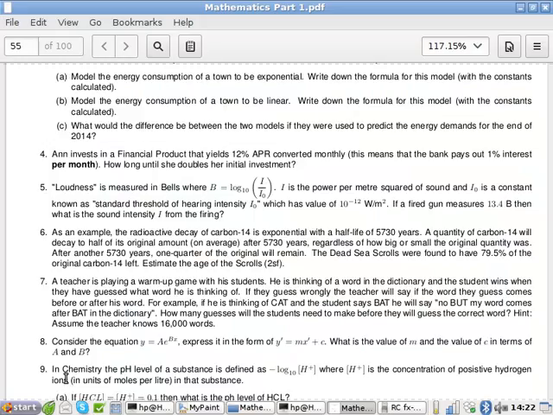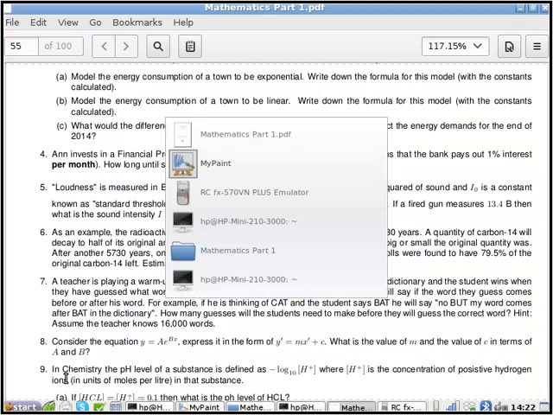I'm just trying to think if wrongly is a word, I think it is. If they guess wrongly, the teacher will say if the word they guess comes before or after his word. So I'll give you an example, okay?